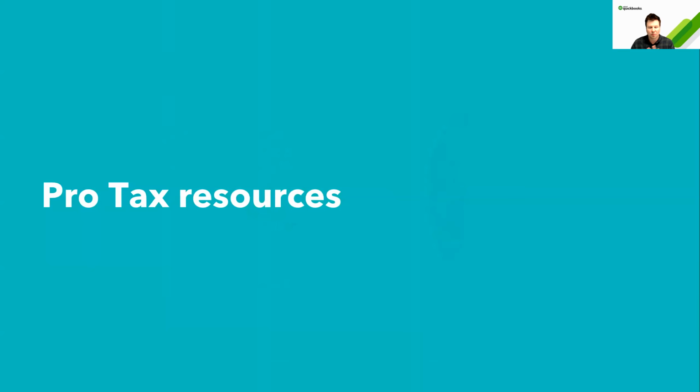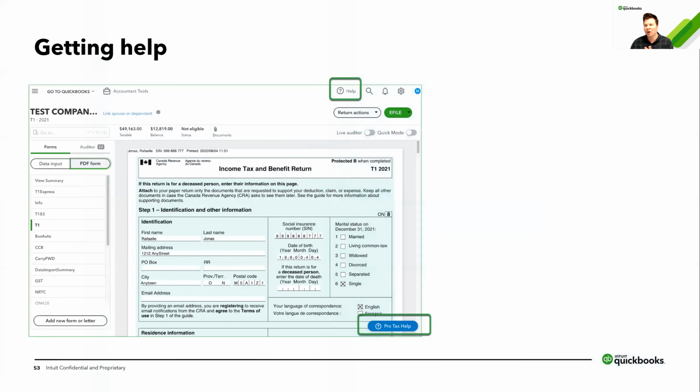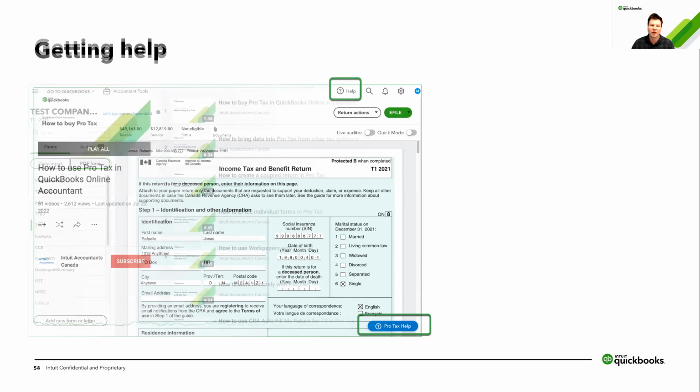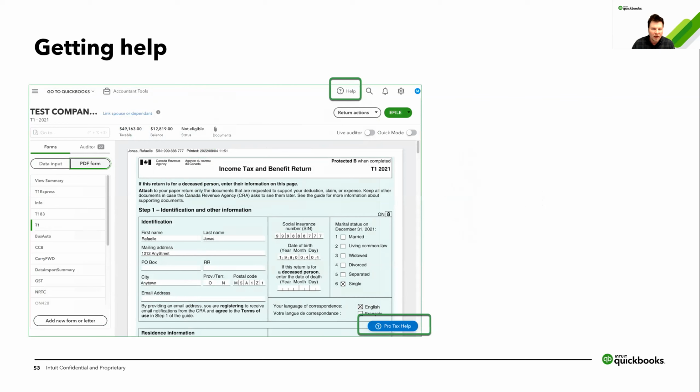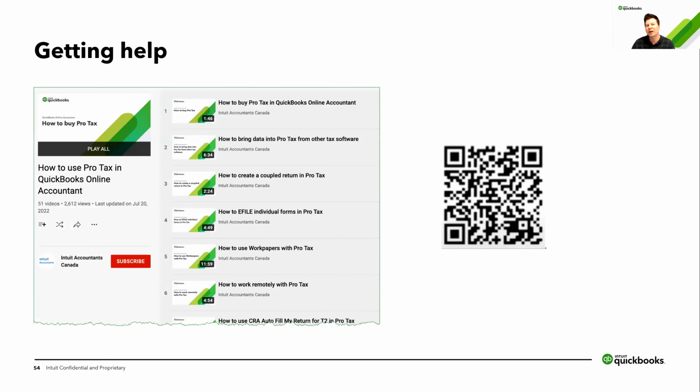And finally, just some ProTax resources. There are a lot of different ways that you can get help within ProTax. There's the help icon at the top. There's the ProTax help bubble at the bottom. When you click on those or the tax settings, which is from the main screen, I'll see if we have a screenshot of that. You can access a lot of additional resources.